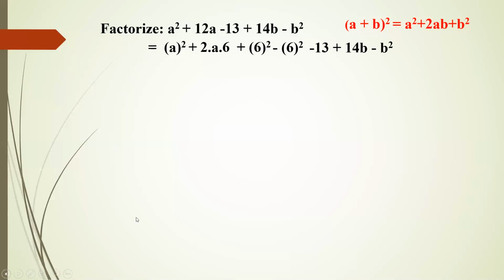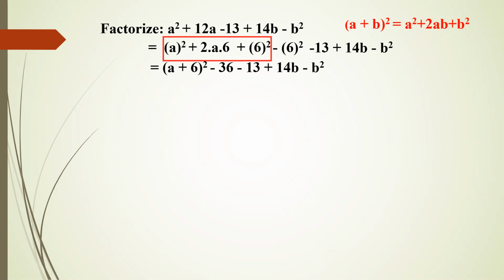Now look at here. When you look closely, what do you see here? Look at this part only. Is this the complete square? If you compare with a square plus 2ab plus b square, then we can just make it as a plus b whole square. So what is a? A is a. And what is b? B is 6. So let's make it here a plus 6 whole square, and then minus 6 square means 36, and then minus 13 plus 14b and minus b square, right?